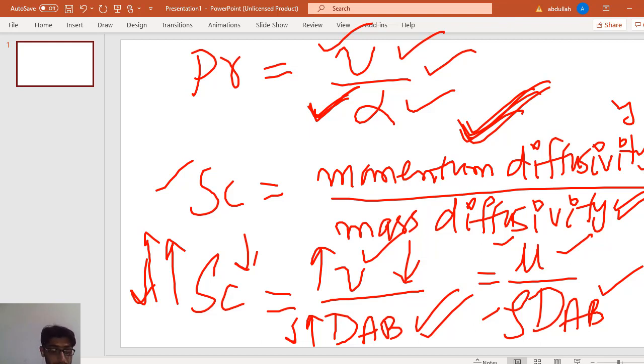So there is an analogy between heat transfer and mass transfer. By analogy, we can obtain the Sherwood number from the Nusselt number. Similarly, from the Prandtl number we can obtain the Schmidt number, which is an important dimensionless number in mass transfer processes. So this is all about the Schmidt number, Sherwood number, Prandtl number and Nusselt number. These are all dimensionless numbers.